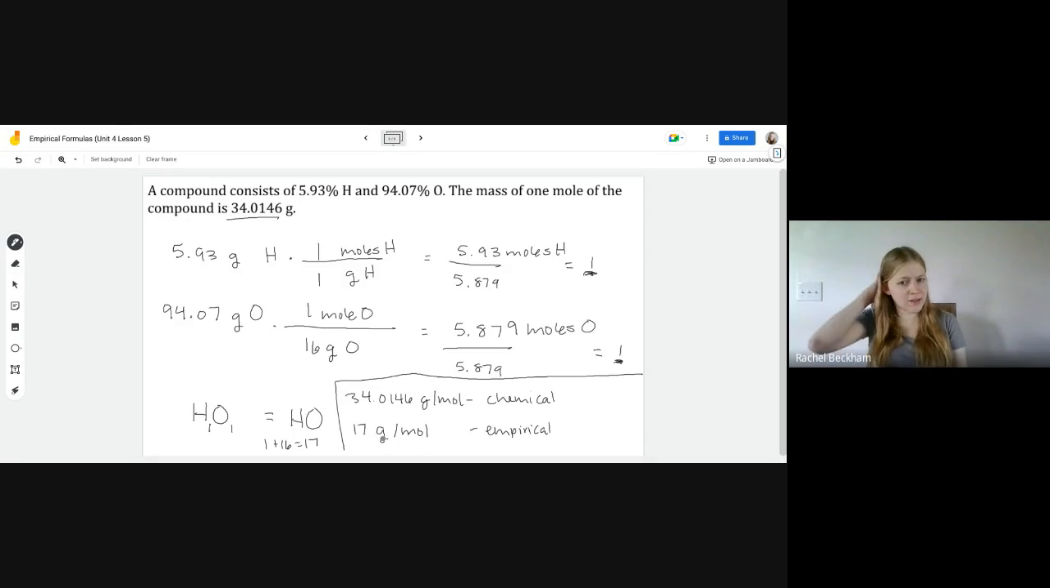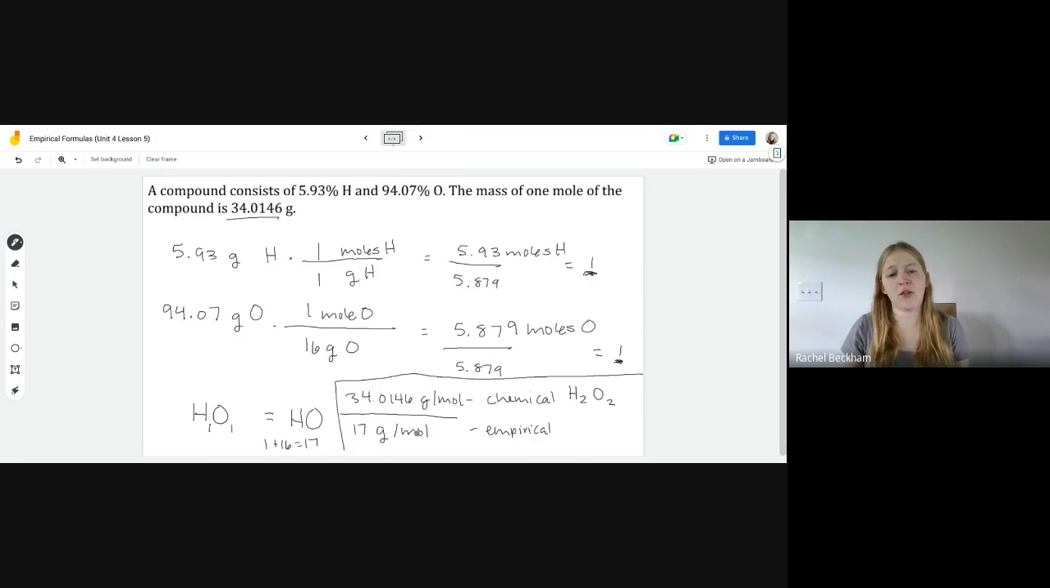Now you need to divide the chemical by the empirical formula. 34.0146 divided by 17, I get 2.000, really close to 2. That means that the chemical formula is twice as big, 17 to 34. If it's twice as big, it's scaled up by some number. We need to multiply the subscripts by 2. So our chemical formula will be H2O2, because it's just H1O1 multiplied by 2.